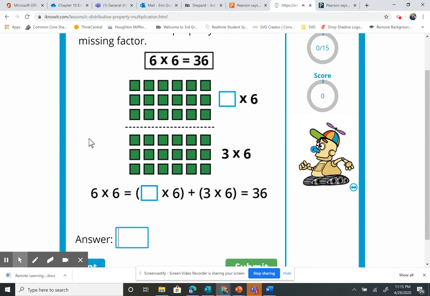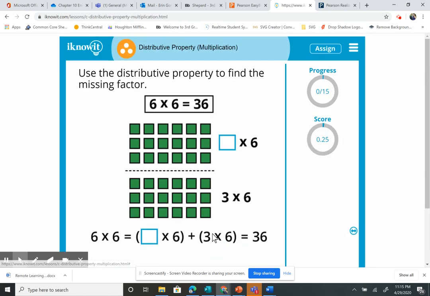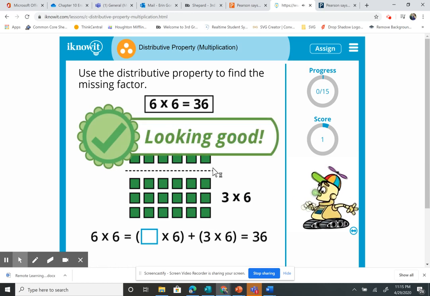Okay, now we did the distributive property of multiplication in the beginning of the year. So you remember that there will always be a constant. The 6 and the 6 is the constant. Then 3 plus something is going to equal this number right here. I can also look at the array up here where this would also be a 3 by 6. So the correct answer here would be 3, and then you would continue.